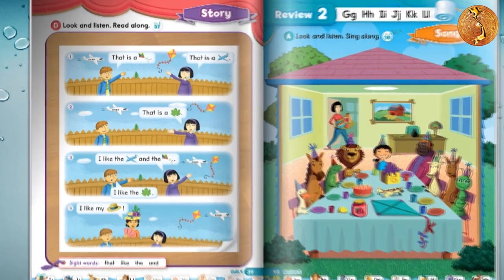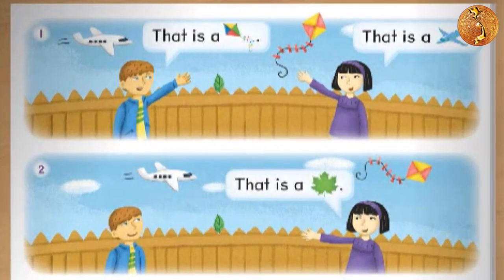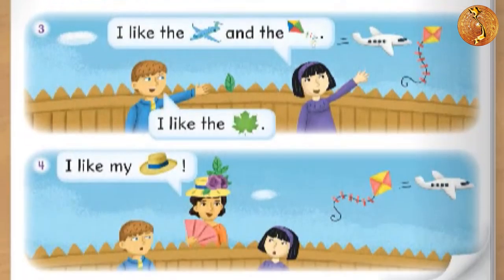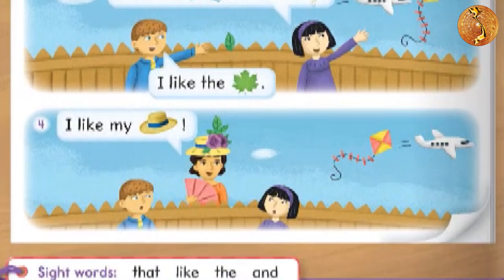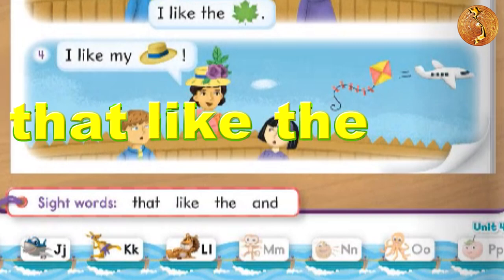Page 39. Story. D. Look and listen. Read along. 1. That is a kite. That is a jet. 2. That is a leaf. 3. I like the jet and the kite. I like the leaf. 4. I like my hat. Sight words. That. Like. The. And.